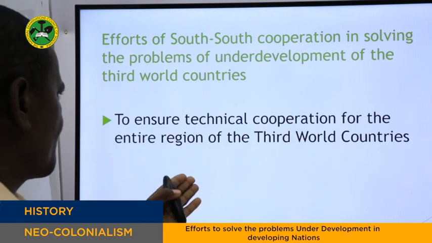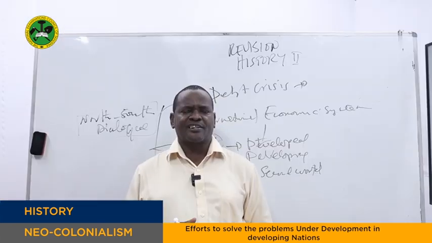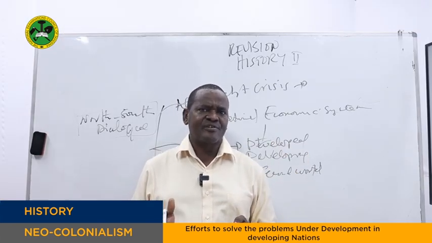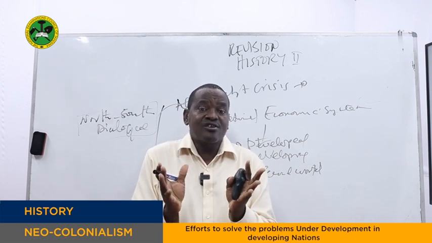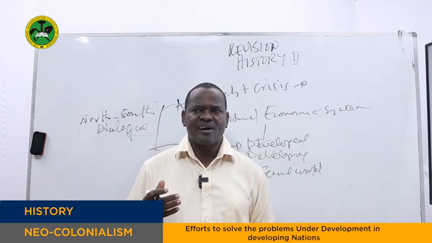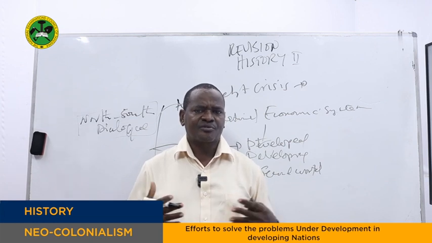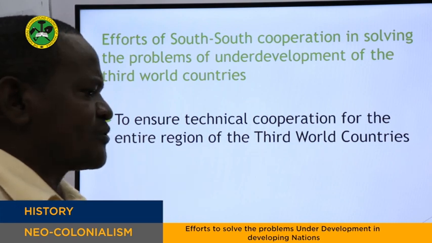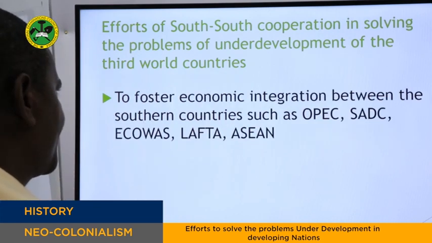Also to ensure technical cooperation for the entire region of the third world countries. There should be a technical cooperation for the entire region of the southern countries. Remember, the southern countries, though they were falling at that time under the third world, were not really the same in terms of technological development. Some countries were more advanced than the others. So what they wanted is that they should have cooperation among them in order to help each other in development.